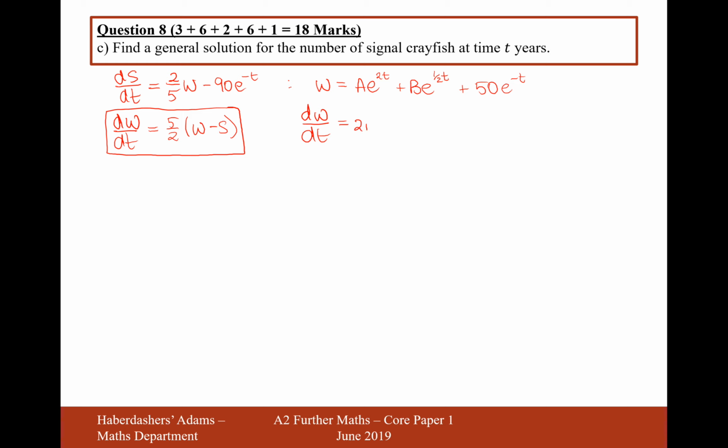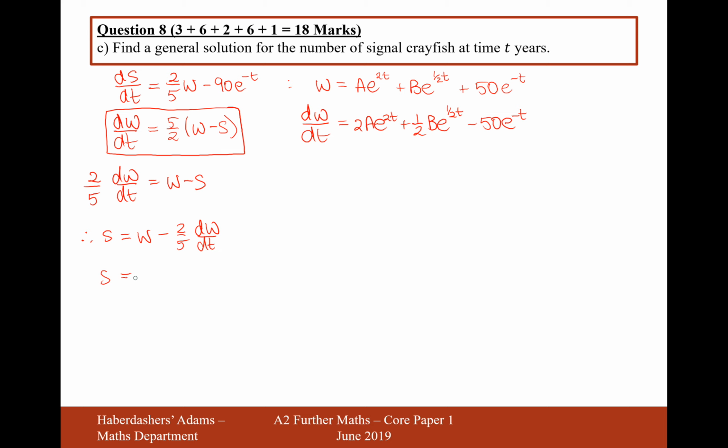So that's going to be 2a e to the 2t plus a half b e to the half t, and then minus 50 e to the minus t. So now that we know that, let's now just rearrange maybe this thing in the box here. So it's going to be dw by dt equals, in fact, let's just times the 2/5 onto the other side, equals w minus s. So therefore s is going to equal w minus 2/5 dw by dt. Okay, so let's work that out then.